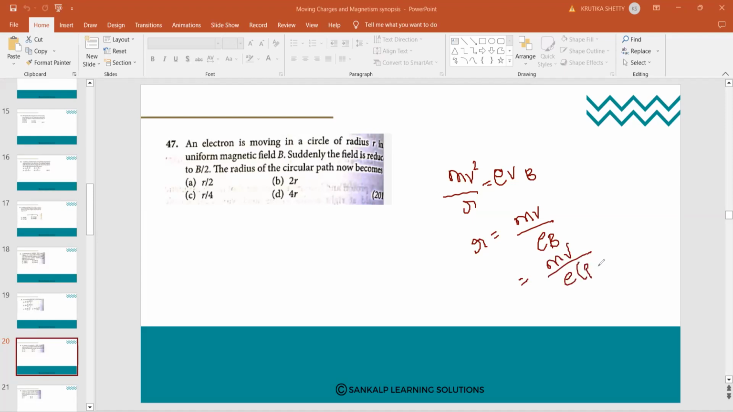You just substitute B is equal to B by 2. If we simplify this, it will be 2 into bracket mv divided by EB. So mv divided by EB is nothing but r. It is 2 into r. Therefore option B is the correct answer. Yes, correct, option B. Understood everyone?